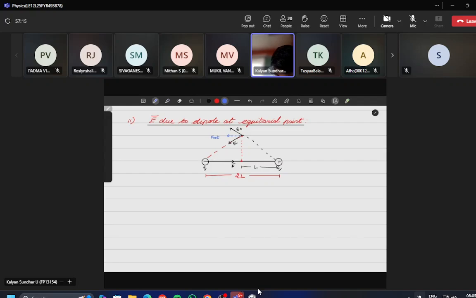Now what angle? Suppose let this be theta. Then this will also be theta. So this will be E minus cos theta and this E minus sin theta. This also makes an angle theta. Now this will be E plus sin theta and this will be E plus cos theta. So which component gets cancelled? Sin theta gets cancelled and only cos theta is added. How many cos theta? 2 cos theta, due to 2 charges.